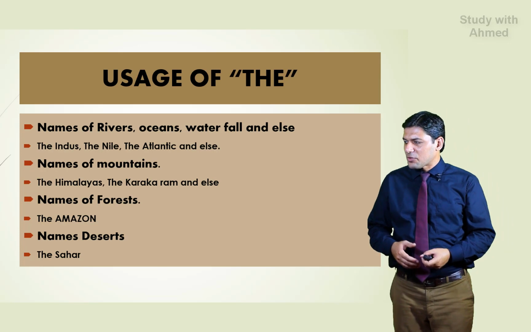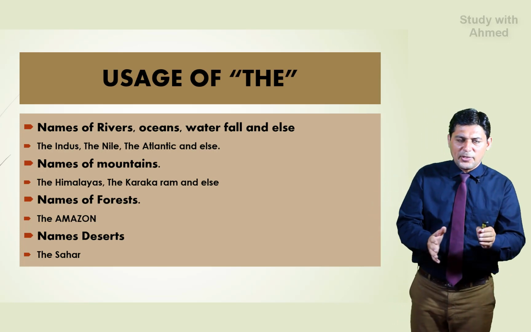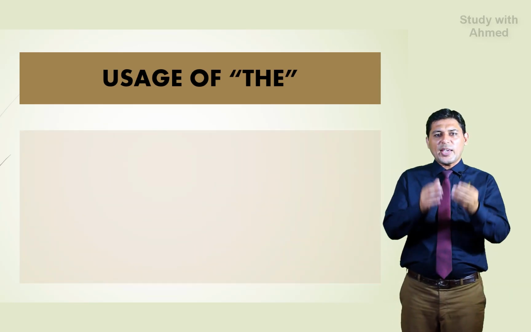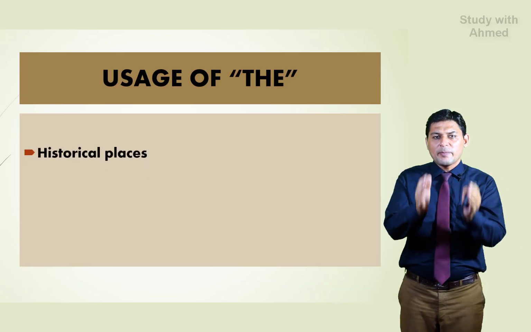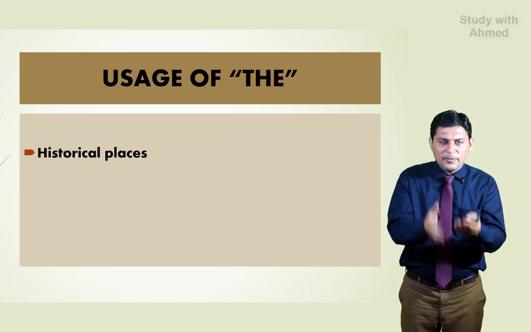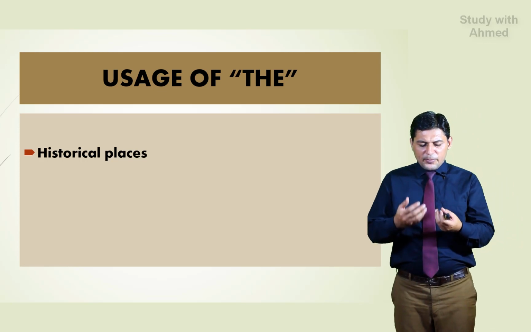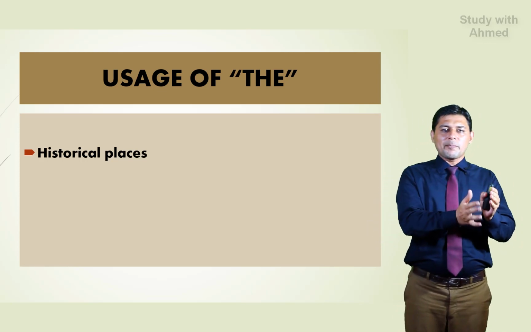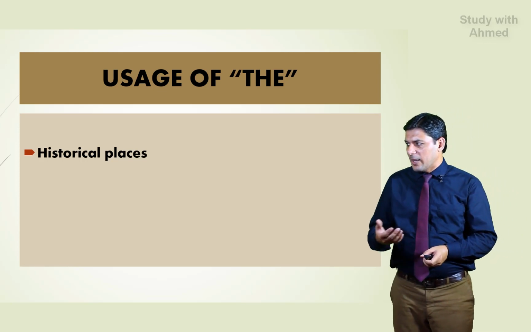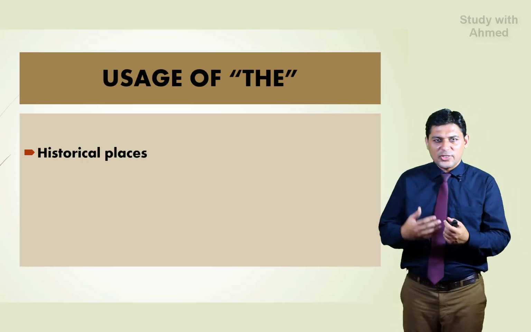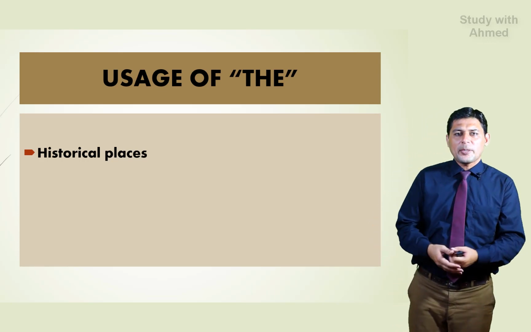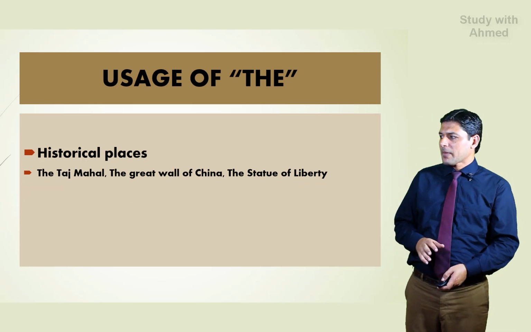Second idea is historical places, all kinds of historical places, particularly 7 types of wonders, not 7 wonders. Apart from 7 wonders, we have different historical places. So examples: the Taj Mahal, the Great Wall of China, the Statue of Liberty, the Pyramids of Egypt, and more examples.